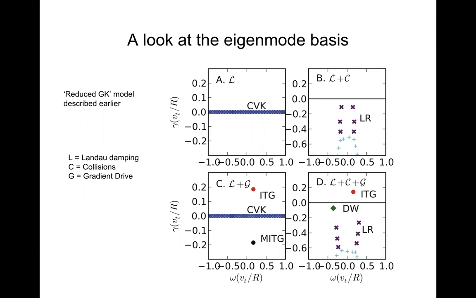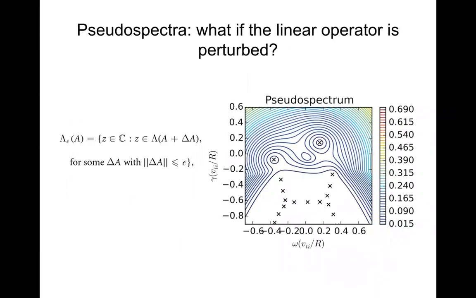And then there's this mode right here. I call it the mirror ITG mode because it has the same frequency and exactly the opposite growth rate as the ITG mode. So I was kind of puzzled by why this mode is there in the collisionless system, but disappears in the collisional system. And it turns out that it reappears in the nonlinear simulation, in a sense. So I'll show how that happens.